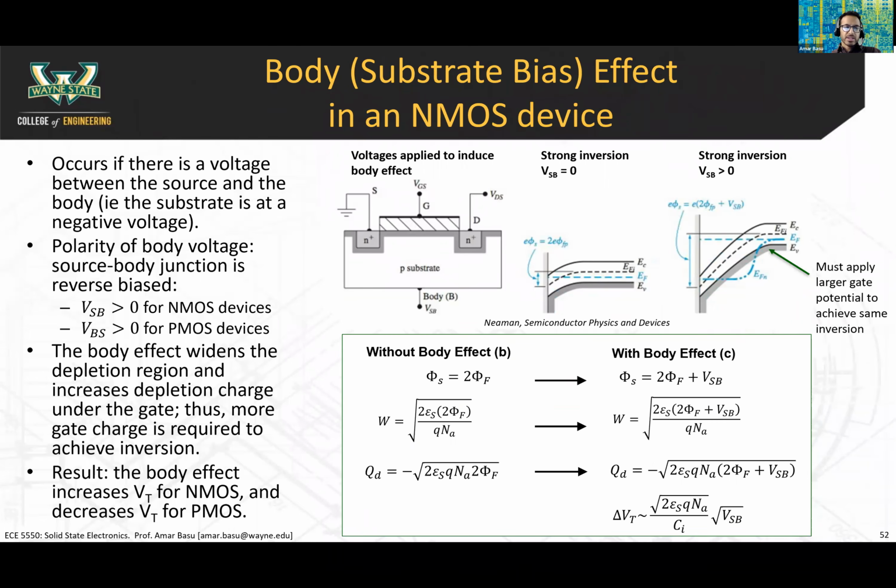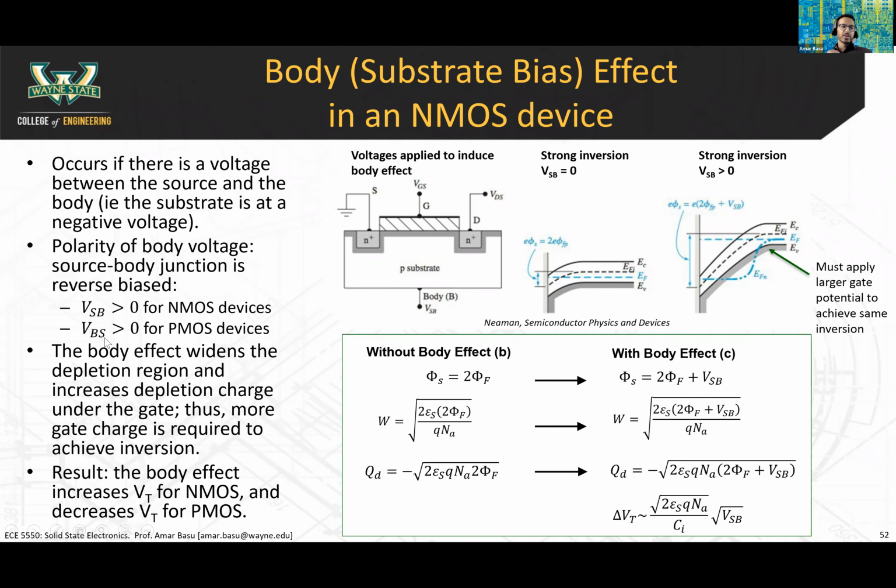Now we're going to go into the details of how it comes about and some of the specific equations driving it. I mentioned the polarity of the body voltage: in an NMOS device, VSB is greater than 0, so the source will have a greater voltage than the body. For PMOS devices, it's going to be different. The voltage of the body is going to be greater than the voltage of the source.